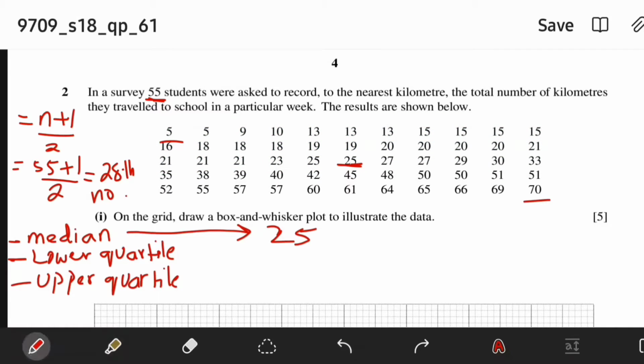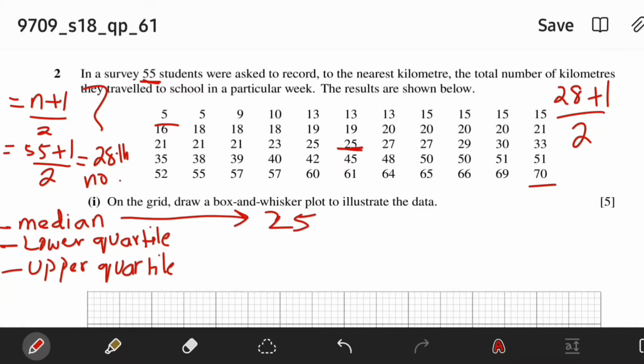So that would be again by this formula, n plus 1 over 2, but this time we will use n as 28, so 28 plus 1 over 2. This will be 14.5. So we have to see the 14.5th value, which would be between these two, the 14th and 15th. These are both 18, so the lower quartile is just going to be 18.